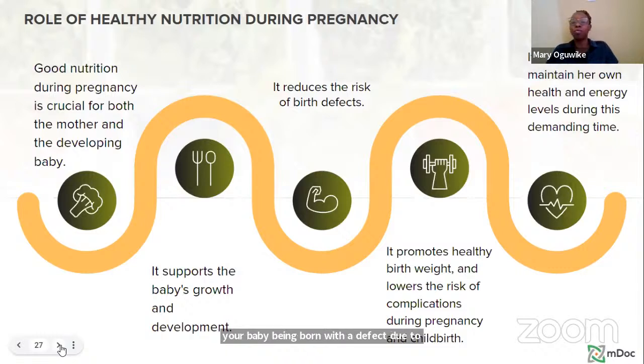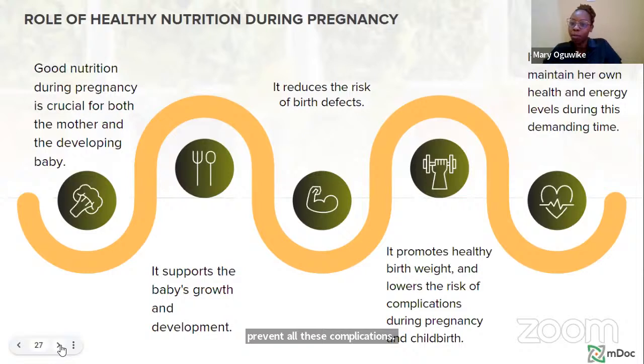And it also supports the growth and development of your baby, because the baby has to grow arms, the baby has to grow eyes. I'm sure none of us want to give birth to a baby that doesn't have arms or doesn't have eyes. So you need good nutrition, you need proteins to help your baby grow and develop properly. And it also promotes healthy birth weights and lowers the risk of complications during pregnancy and childbirth, because these nutrients play an important role. And when they are eaten in the right amount, they can prevent all these complications and poor birth weights.